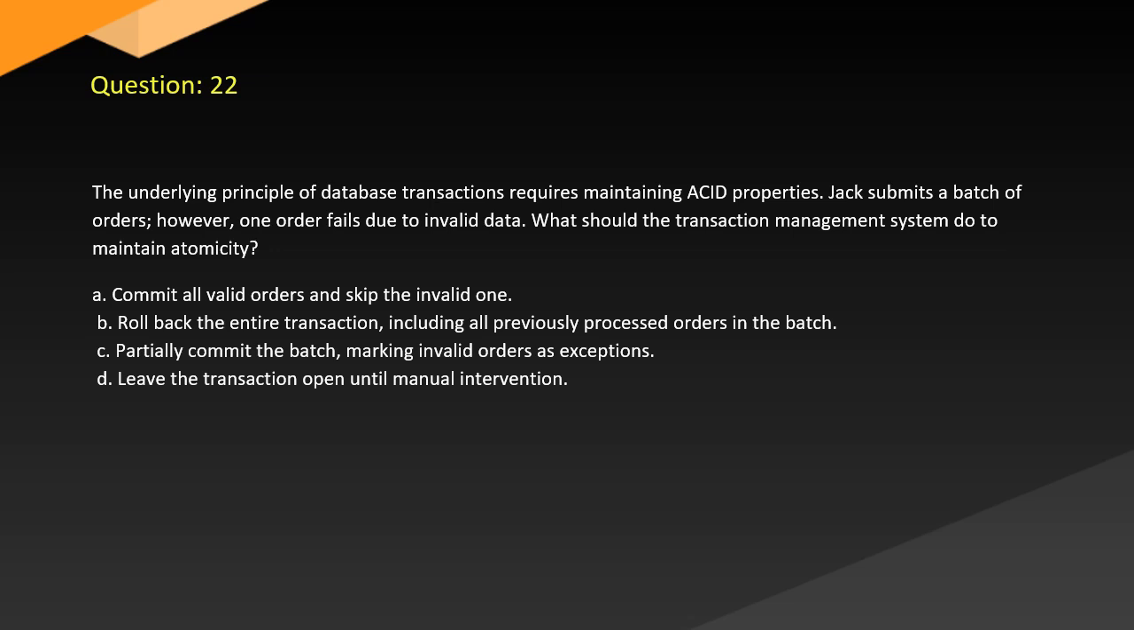Question 22. The underlying principle of database transactions requires maintaining ACID properties. Jack submits a batch of orders, however, one order fails due to invalid data. What should the transaction management system do to maintain atomicity? A. Commit all valid orders and skip the invalid one. B. Roll back the entire transaction, including all previously processed orders in the batch. C. Partially commit the batch, marking invalid orders as exceptions. D. Leave the transaction open until manual intervention.